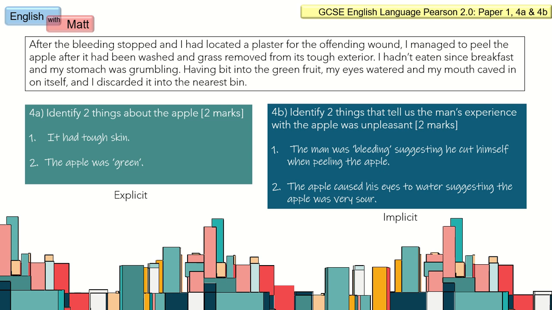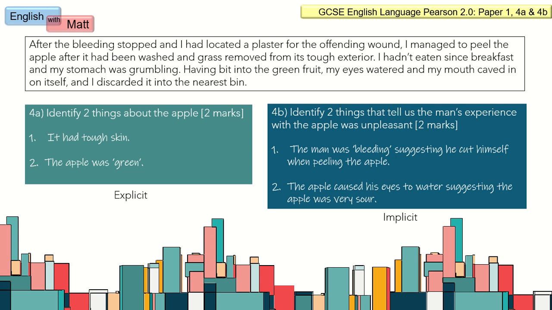4B, we have to write a little bit more because we have to show the examiner that we are interpreting the evidence and making inferences. So the first thing we're told is the man was bleeding, and that suggests perhaps that he had cut himself by trying to peel the apple. So that is unpleasant because nobody likes to cut themselves while peeling something that they're going to eat.